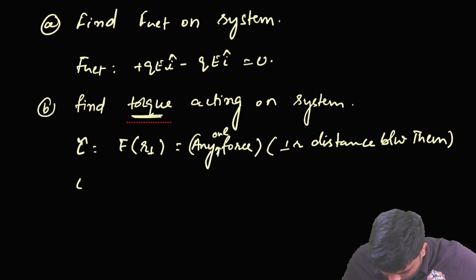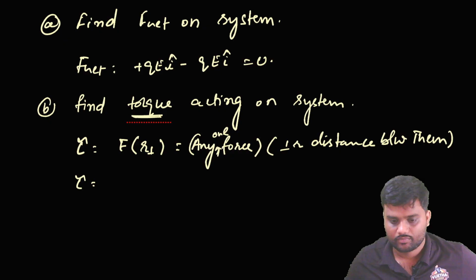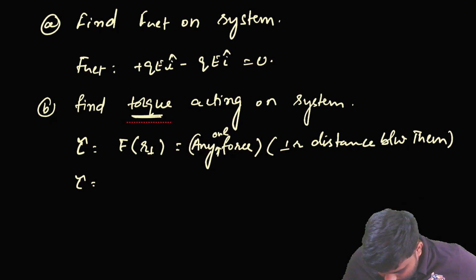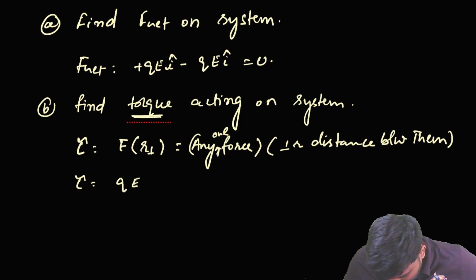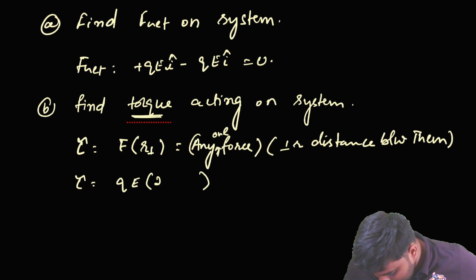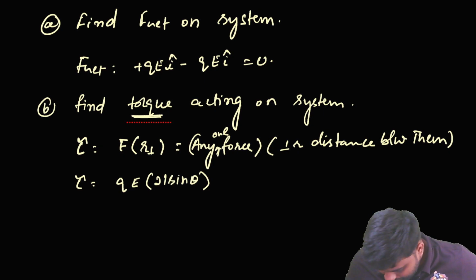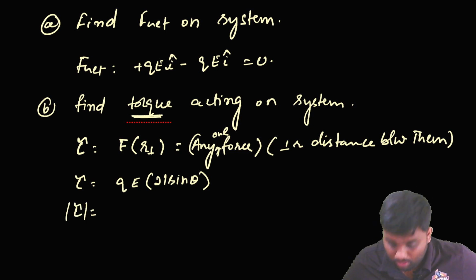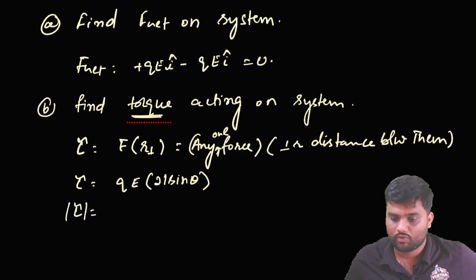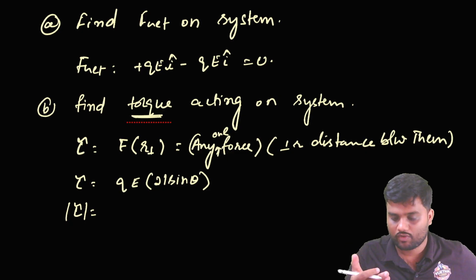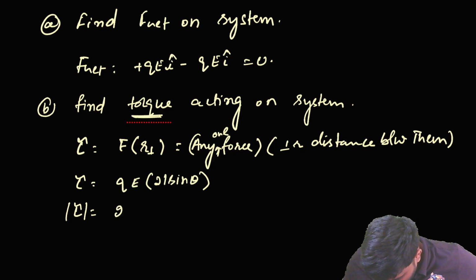So here torque, tau, is given by force, which is equal to QE, times the perpendicular distance, which comes out to be 2L sin theta. That is, the magnitude of the torque. Torque is nothing but what? The force which is responsible for rotation. That is given by 2QEL sin theta.